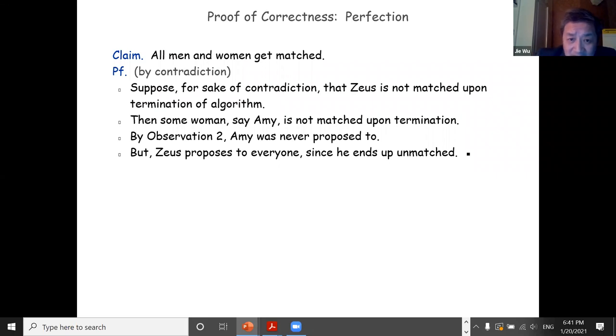Then the reason, based on the observation, means that Amy was never proposed to. Otherwise, based on the rule, once a woman gets proposed to, she is always engaged, right? So Amy was never proposed to. But Zeus proposed to everyone, since he ended up unmatched. There is a contradiction, because Zeus is not matched, so he has to propose to everyone, but Amy never got proposed to. So that's a contradiction. It's a very elegant proof. Okay, so this is a simple one.